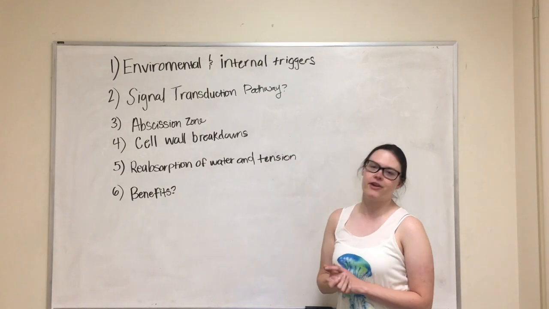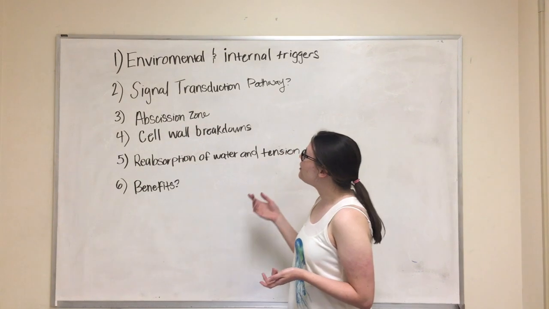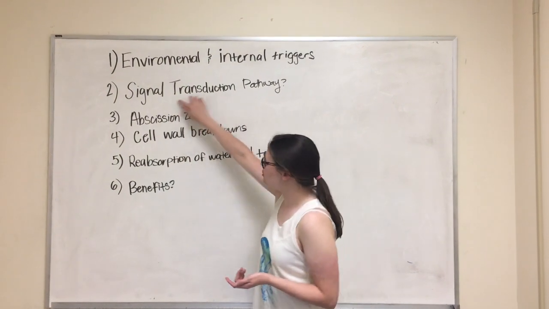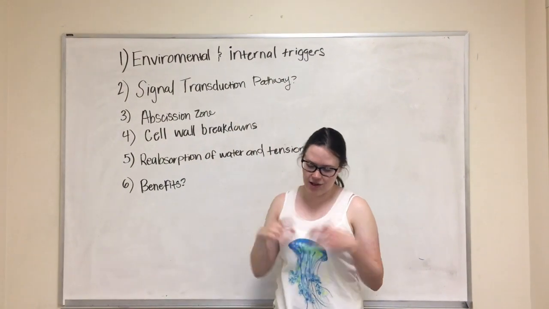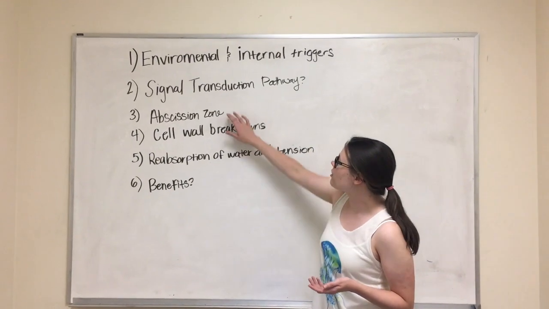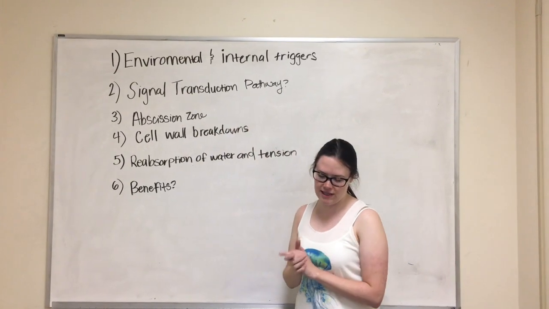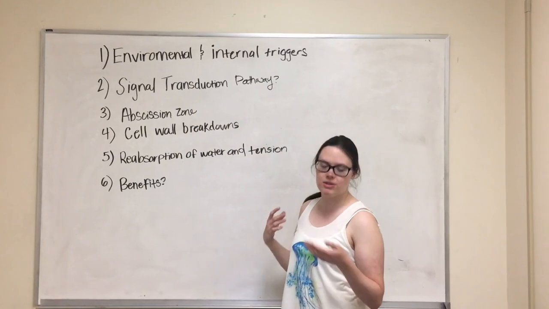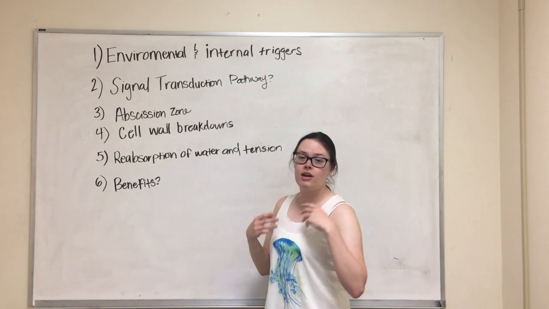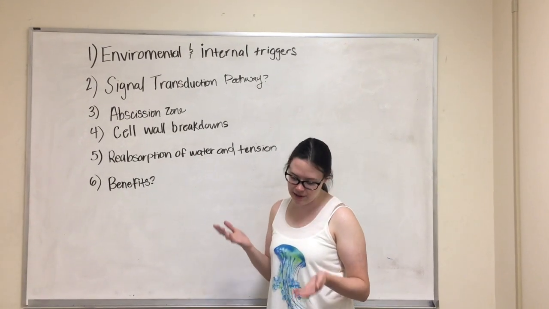Okay, so to sum abscission up, basically abscission is triggered by both environmental and internal stimuli that result in the loss of various plant organs. Additionally, although the exact signal transduction pathway is unknown, the process is known to take place in an area called the abscission zone, which is located between the petiole and the stem, where cells separate in response to changes in levels of various hormones, such as auxin and ethylene.